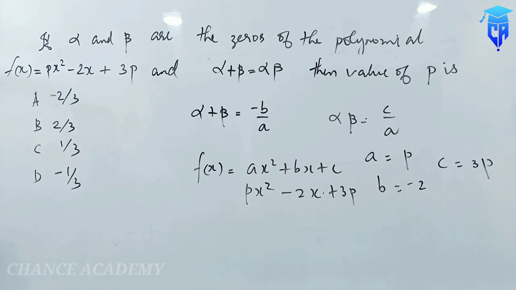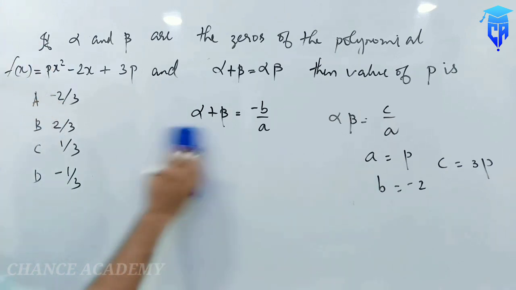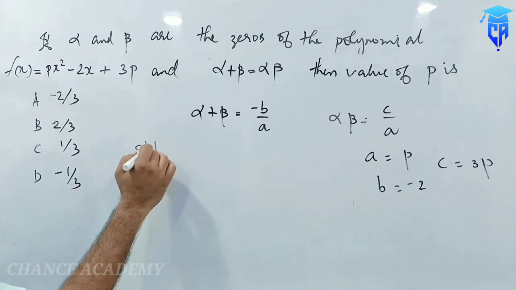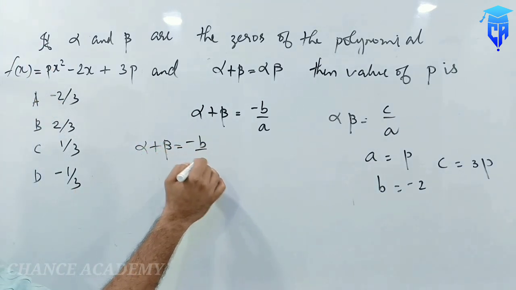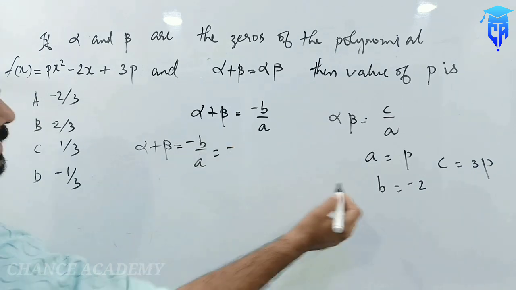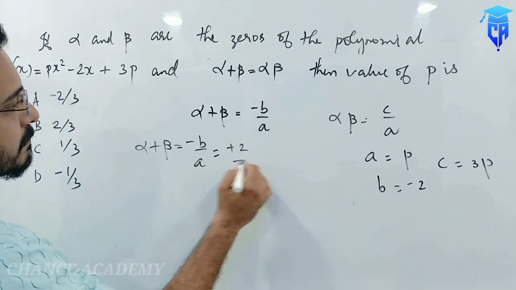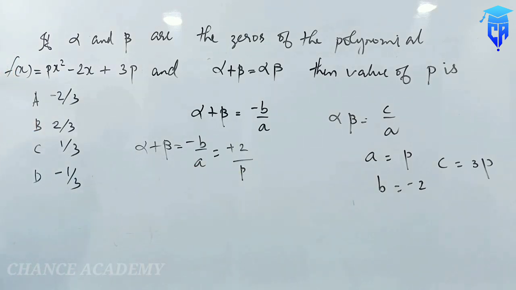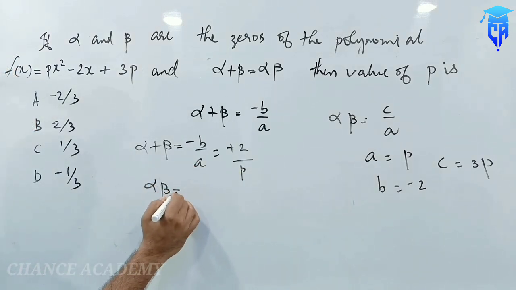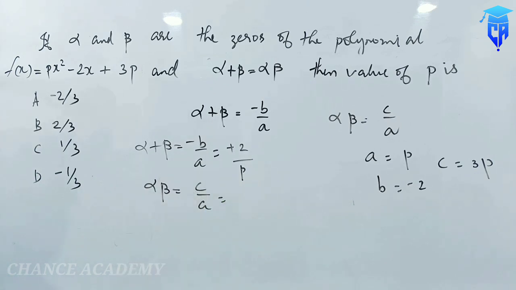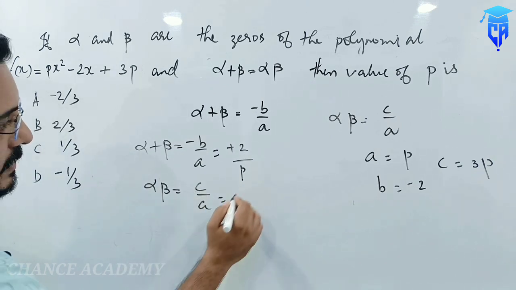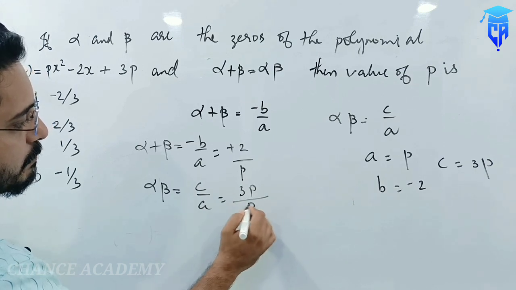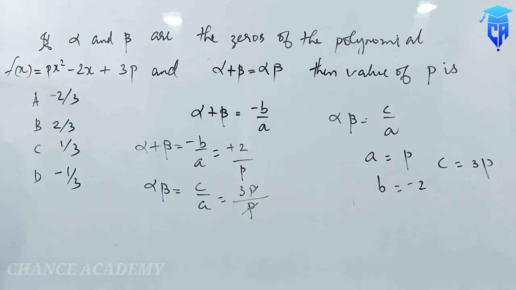Substitute the values for sum and product. Alpha plus beta is equal to minus b by a. So that will be minus of minus 2, so we'll be getting plus 2. The value of a is p, so 2 by p. And alpha beta is c by a. So substitute the value for that. c is given as 3p and a is p. So c by a value is 3.